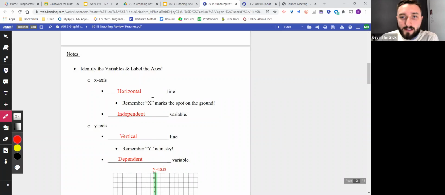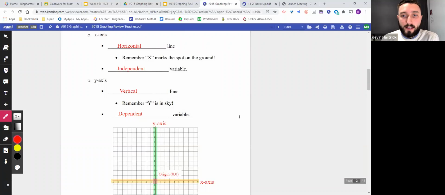So the x-axis is the horizontal line. And in order to remember that, you can think about x marks the spot on the ground. Think about that as like your little thing to remember. So x marks the spot. You've heard of that saying before, right? So obviously that spot is on the ground, right? So the ground would be that horizontal idea. So the x variable, the x-axis, is that horizontal axis, and it is called the independent variable. We will get into that more when we start talking about word problems.